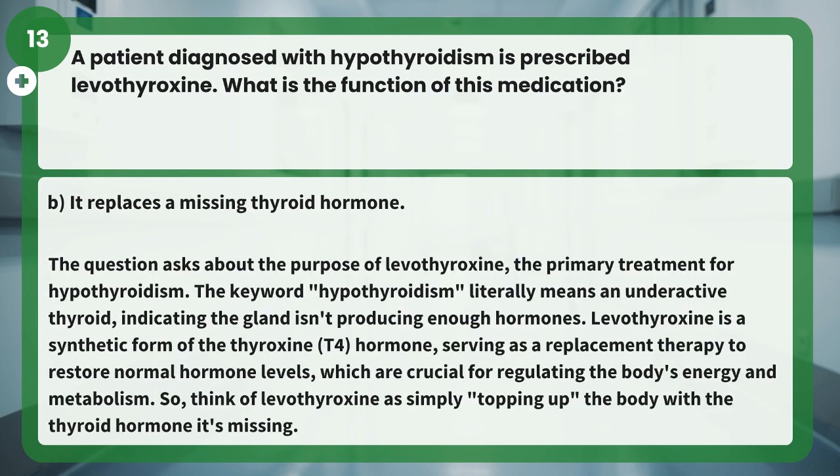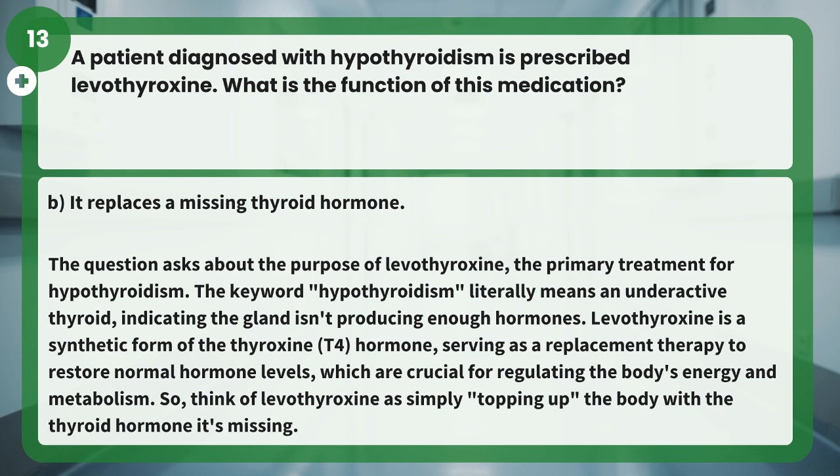Answer: B. It replaces a missing thyroid hormone. The question asks about the purpose of levothyroxine, the primary treatment for hypothyroidism. The keyword hypothyroidism literally means an underactive thyroid, indicating the gland isn't producing enough hormones.